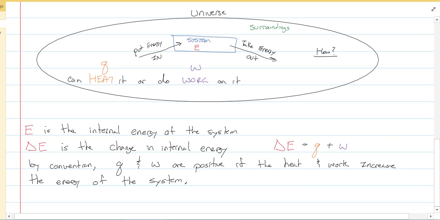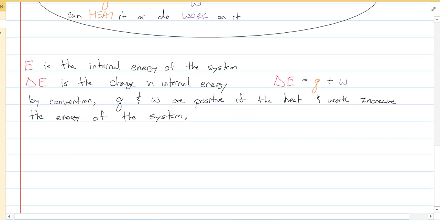Going back to money, if $20 increases the money in my wallet, I consider it positive. If the $20 decreases the money in my wallet, I consider it negative. Same thing with energy now. If energy goes into the system, we're going to call it positive. If it comes out of the system, it's going to be negative.